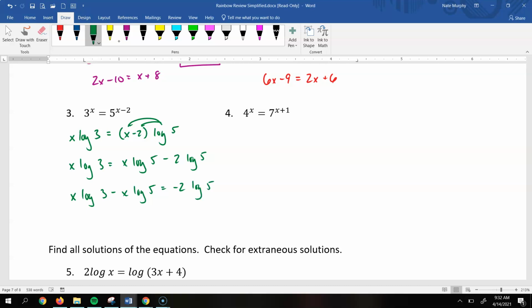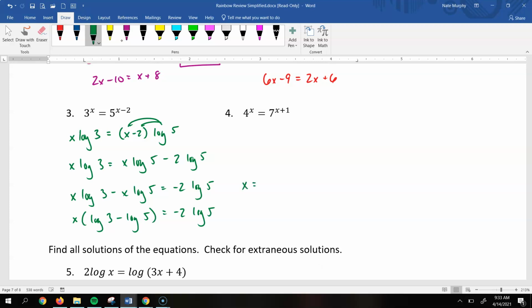All right, so now on the left side, I'm going to factor out an x from all of that mess. And so we have x times the log of 3 minus log of 5 equals negative 2 times the log of 5. So to solve for x, I'm going to divide both sides by log of 3 minus log of 5, that entire quantity. Now, if you wanted to do that on your calculator and get a decimal, that's totally fine to do it that way.